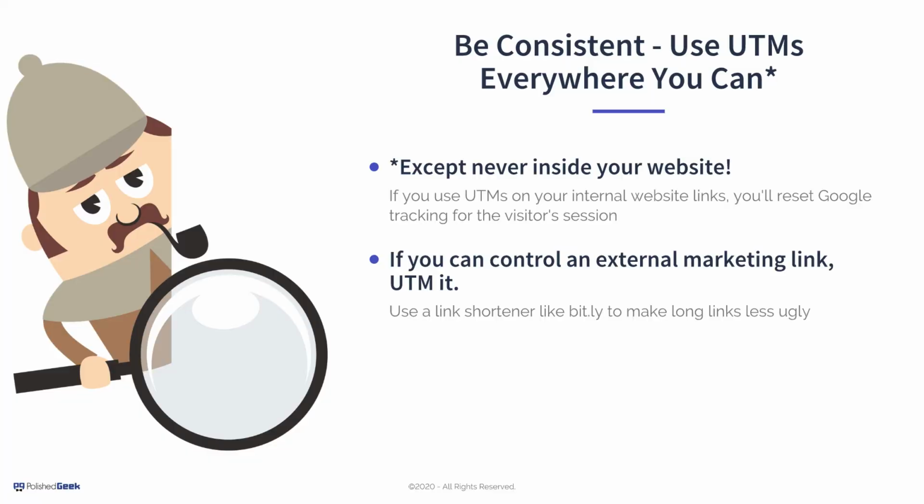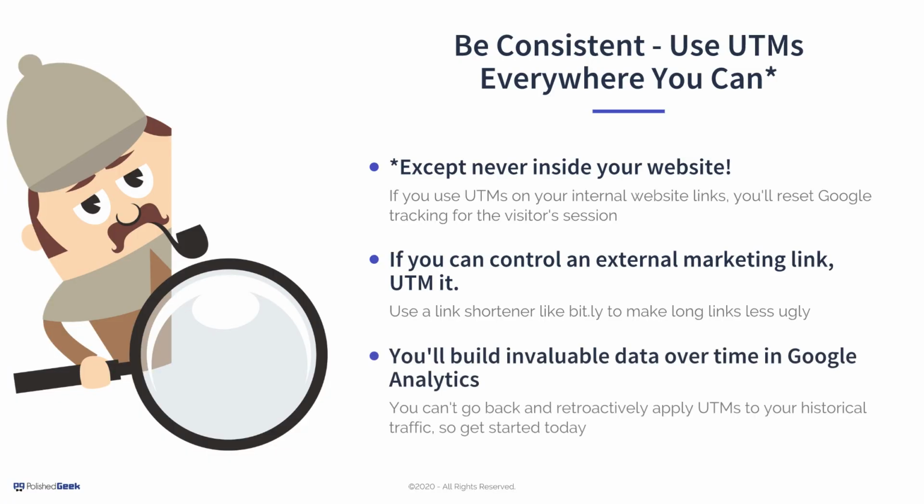And like I said, if you can control the external link, UTM it. It's going to take some time, but you can't go back and retroactively apply them. You can never go back and get that data again. So it makes sense to sit and plan it out. Make sure you have a good naming strategy, and then put them everywhere you can and start using them. And within a month even, you'll start having some data that's usable. And over time, you're going to build more and more. It's going to be extremely valuable, but you have to take the time to put those UTM links out there in the world so that when people click them, Google starts learning about your audience.